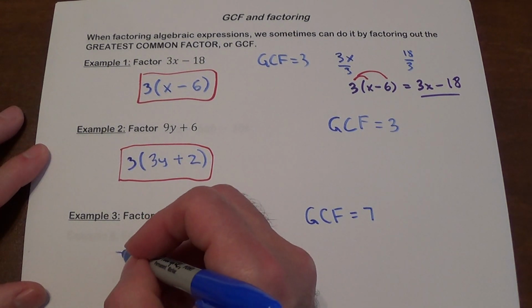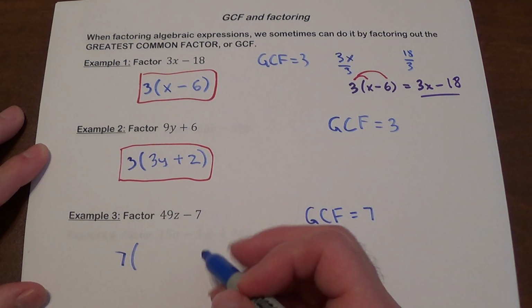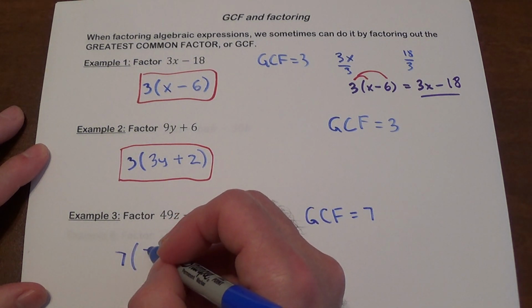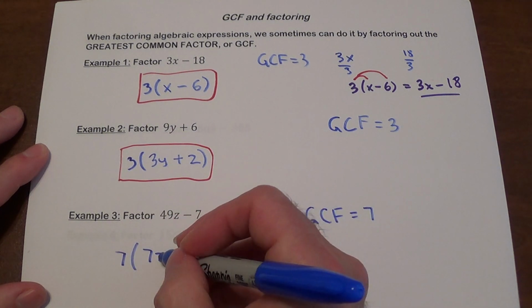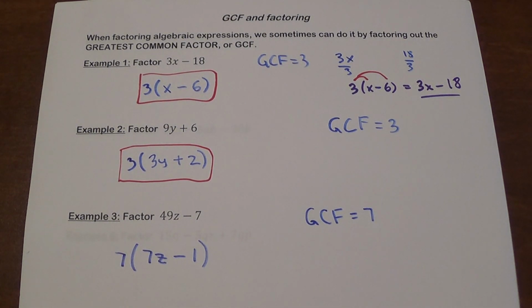So I'm going to put that outside and I'm going to factor. Then I'm going to divide each term by 7. So 49z divided by 7 will give you 7z. 7 divided by 7 will give you 1. You need to be very careful here. It's actually a very common mistake. Sometimes students think that 7 divided by 7 cancel and nothing's going to be left. This is absolutely incorrect. 7 divided by 7 gives you 1. So when you divide 7 by 7, you are going to end up with 1.